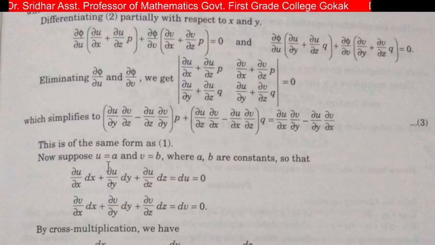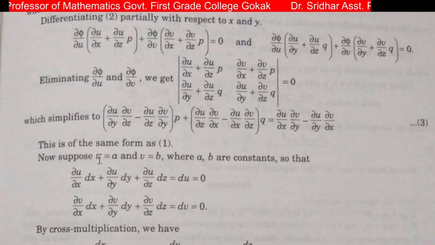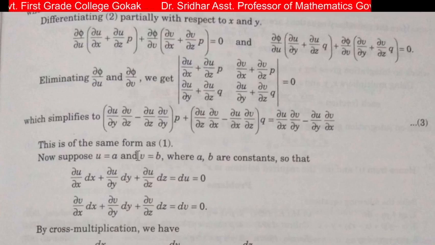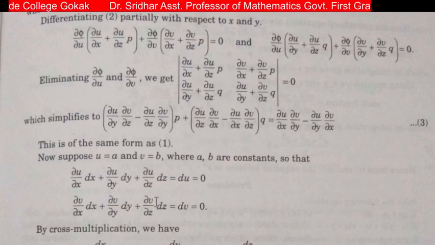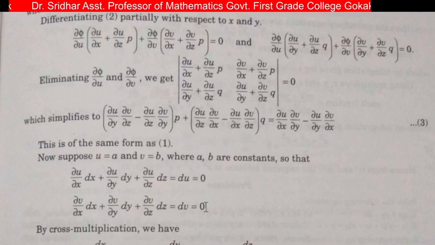Now suppose u = a and v = b, where a and b are constants. By using the total derivative formula, we can write ∂u/∂x dx + ∂u/∂y dy + ∂u/∂z dz = du. Similarly, differentiate v = b: ∂v/∂x dx + ∂v/∂y dy + ∂v/∂z dz = dv, which is equal to 0, because the right-hand side is a constant and the differentiation of a constant is 0.